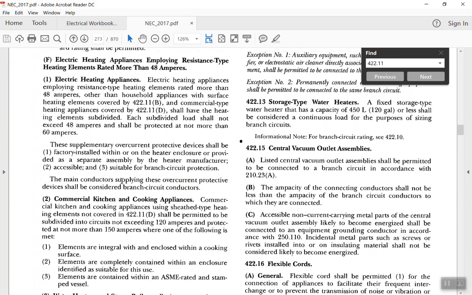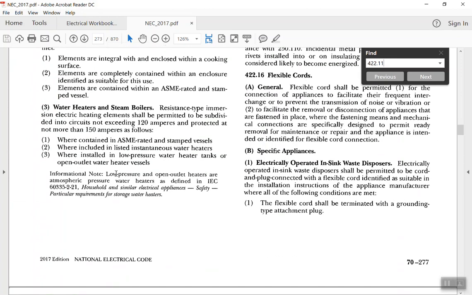And then 3. Way down here, towards the bottom of page 277: water heaters and steam boilers. Boom, there it is. The resistance type emergent electric water elements shall be permitted to be subdivided into circuits not exceeding 120 amps.